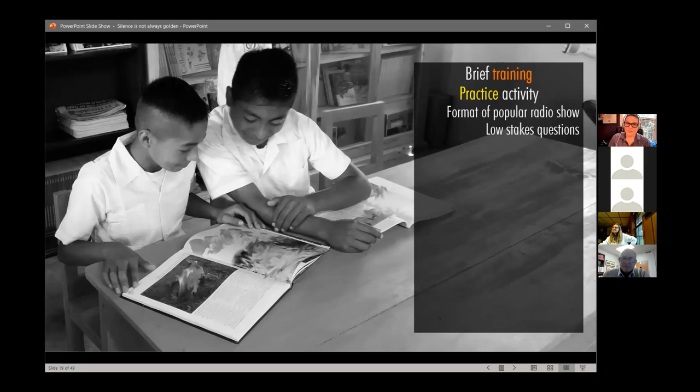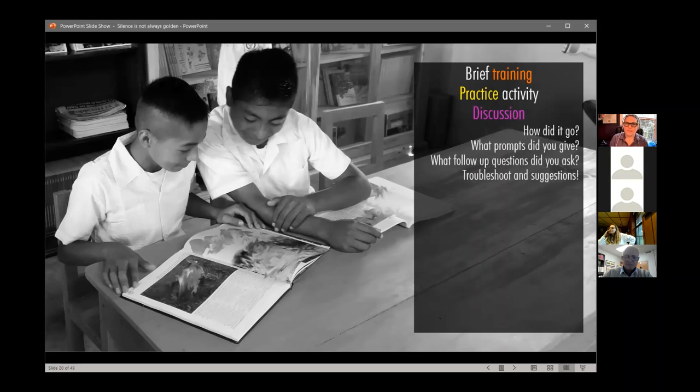For the first practice activity, we used low stakes questions, like, what's your favorite animal? What do you hope to do after school? Very low stakes, just to get them familiar with the process. And then we talked about it. How did it go? What prompts did you give? What follow-up questions did you ask? What was hard, and what can we do? How can we do it better?